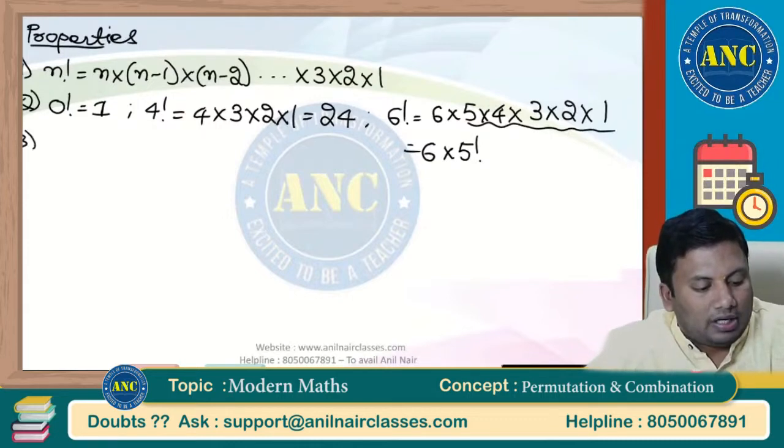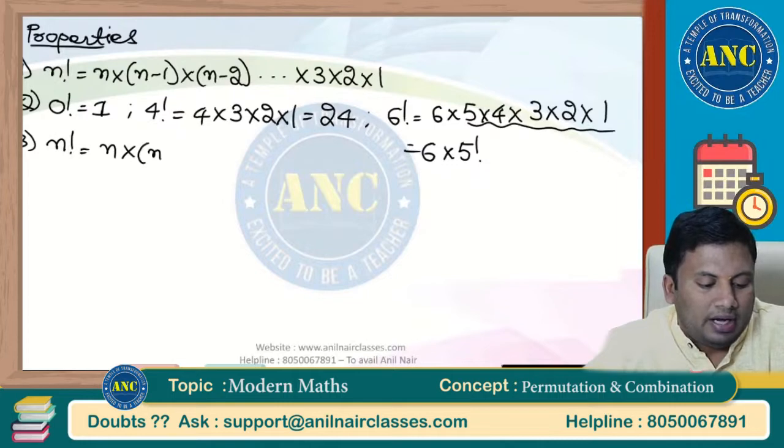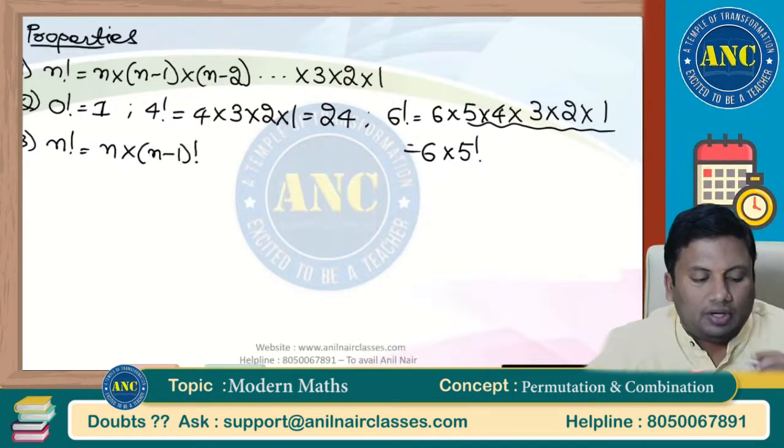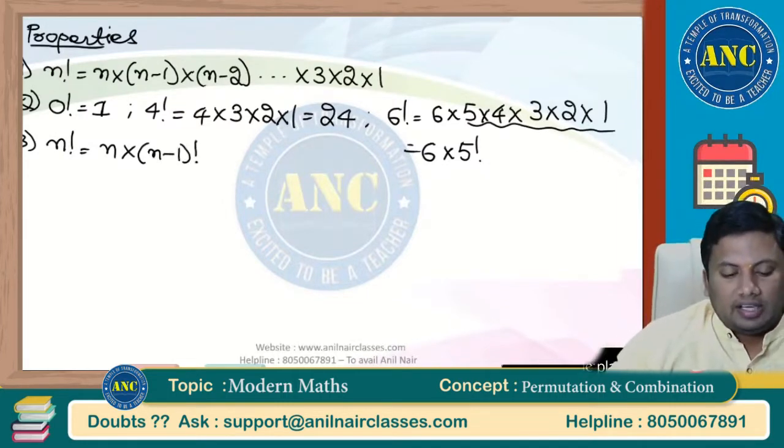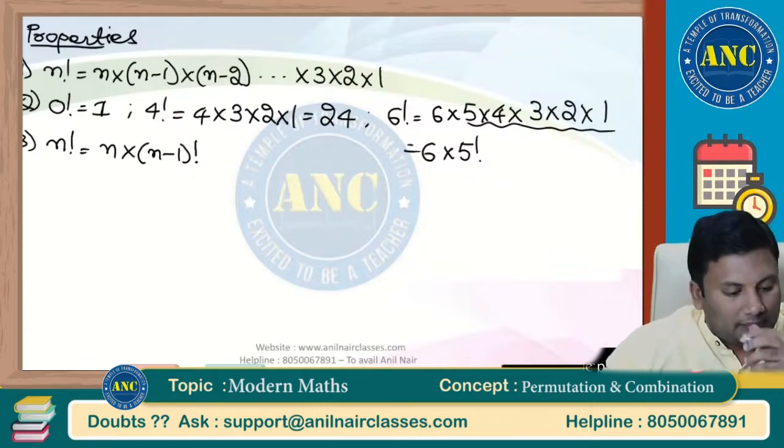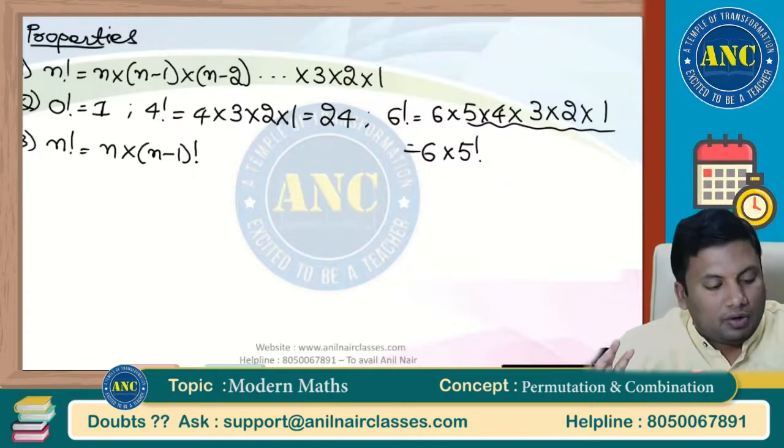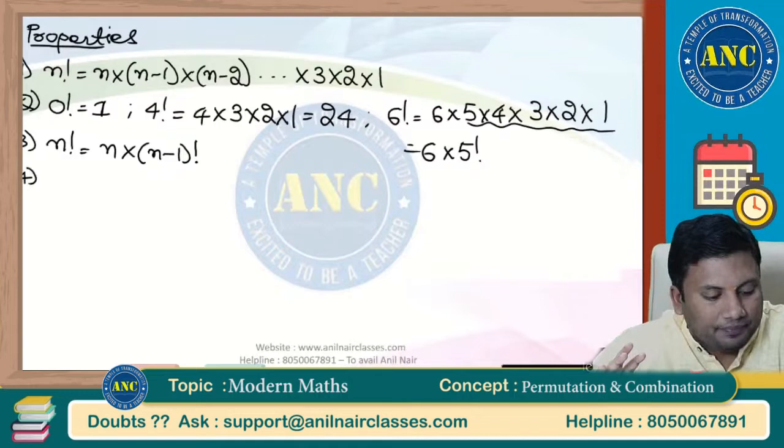Another important property: n factorial is given by n into (n minus 1) factorial. I hope the idea is clear.